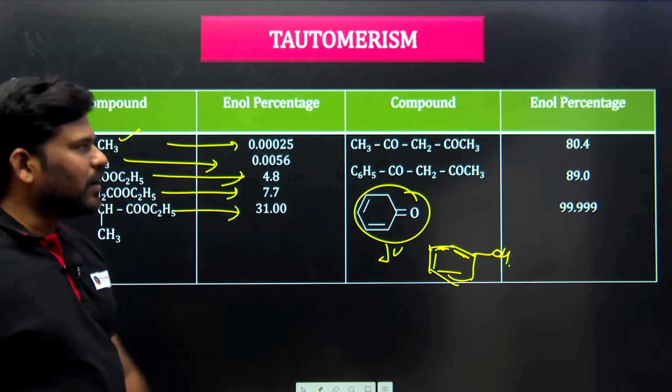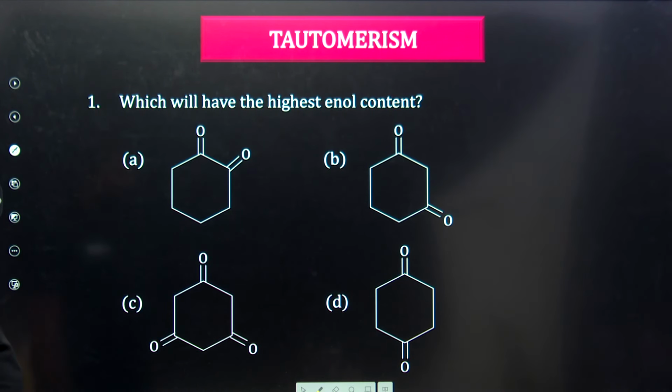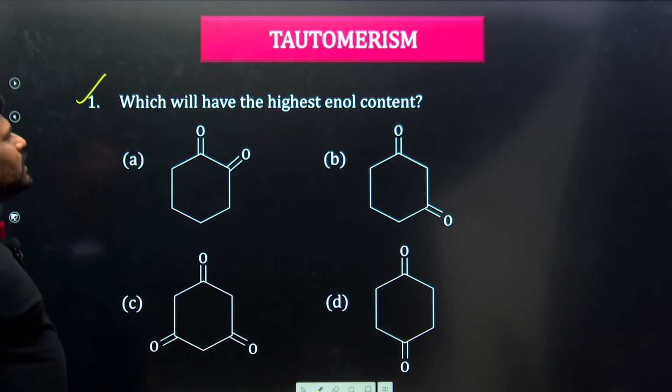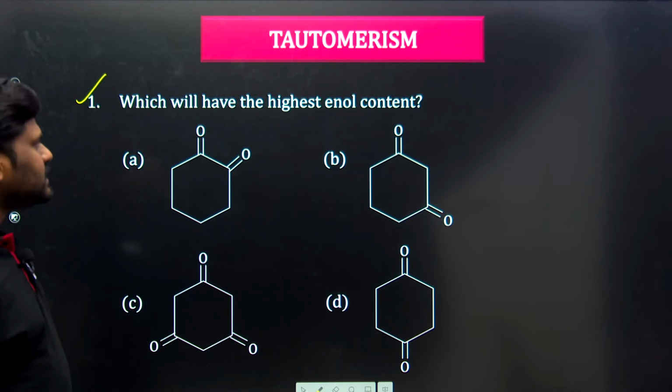Okay, so the benzene ring forms, it will be more stable. So the enol percentage is also more here. Right. So the next question, beta: which of the following has the highest enol content?